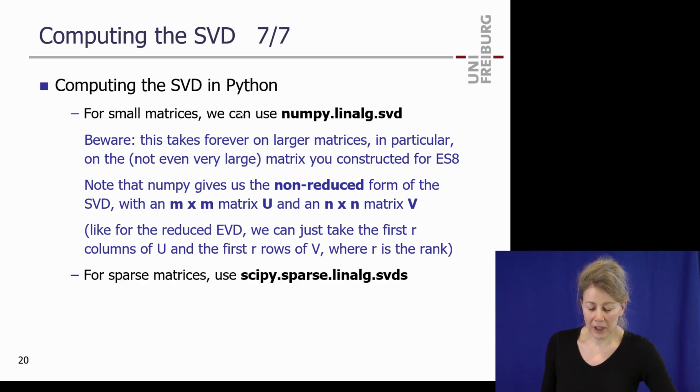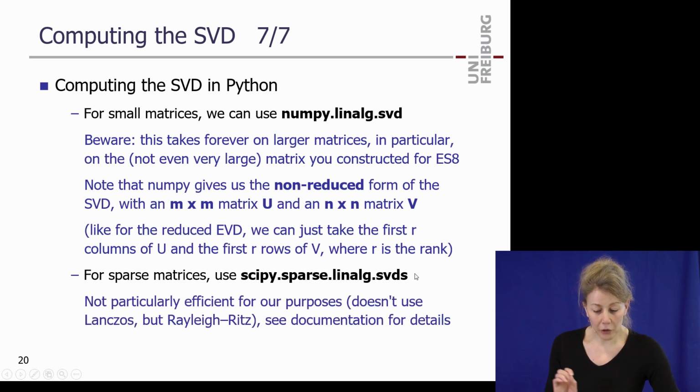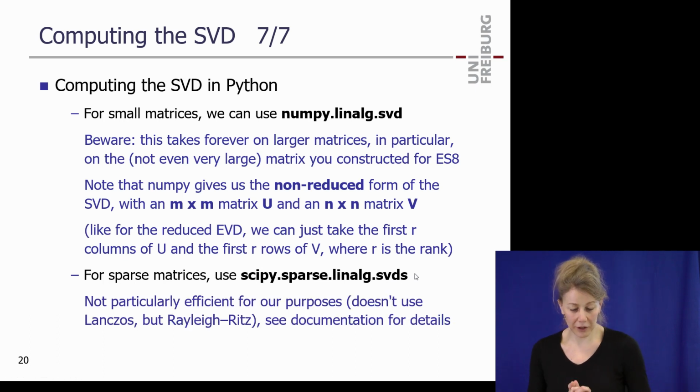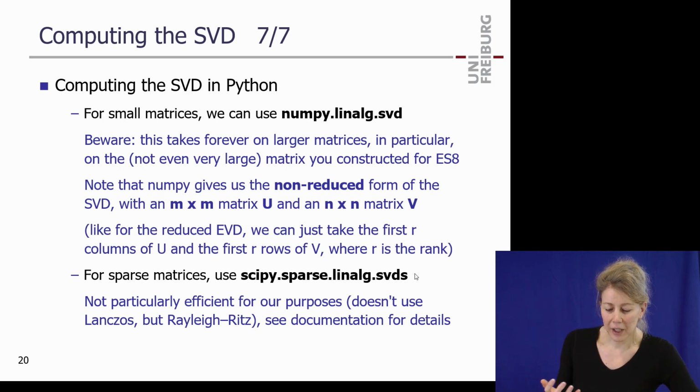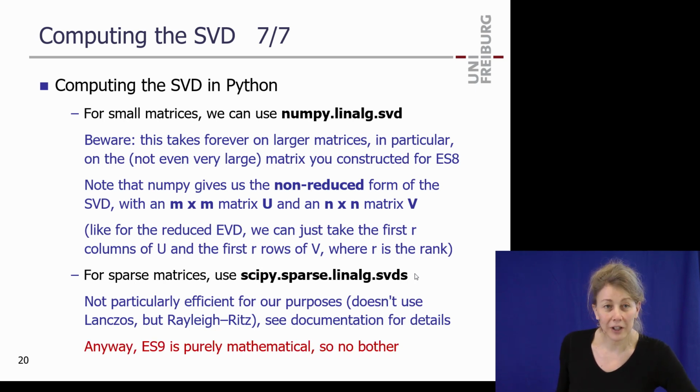And this is not part of the exercise sheet, but let me just tell it to you. In SciPy you have the same for sparse. It's not absolutely analogous. SciPy sparse linalg svds it's called. This is not using a particularly efficient algorithm. It uses the Rayleigh-Ritz method, but I'm not talking about this here. You can check the documentation. Anyway, you don't need it for the exercise sheet.